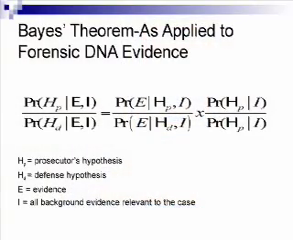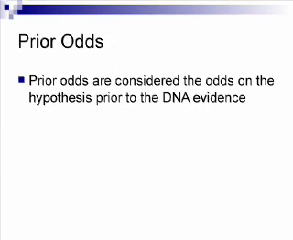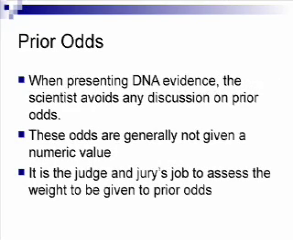When applied to forensic DNA analysis, two competing hypotheses are assessed. These are often referred to as the prosecutor's hypothesis and the defense's hypothesis. This slide shows the formulas with the sections labeled posterior odds, likelihood ratio, and prior odds. Prior odds are considered the odds on the hypothesis prior to the DNA evidence. When presenting DNA evidence as scientists, we generally avoid any discussion on prior odds. These odds are generally not given a numeric value in the United States. It is the judge and jury's job to assess the weight to be given to prior odds.